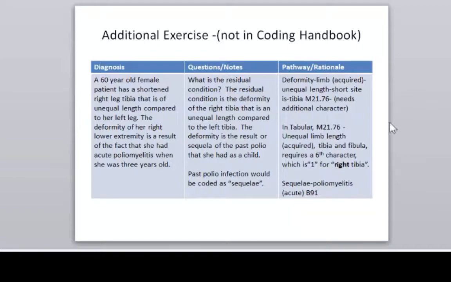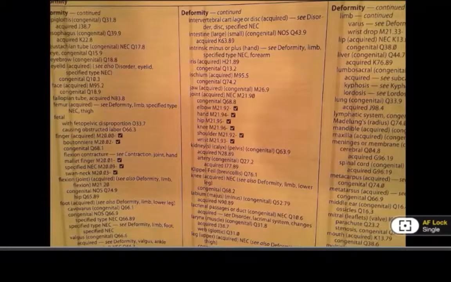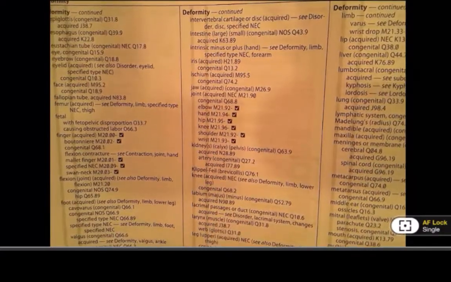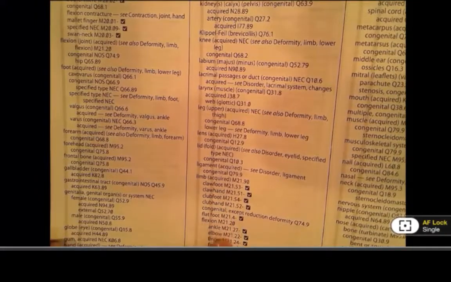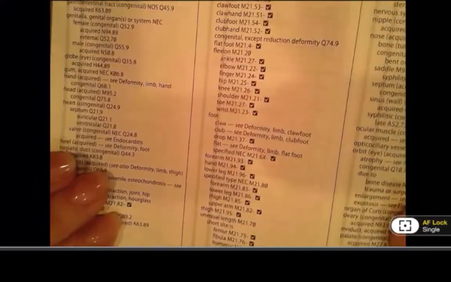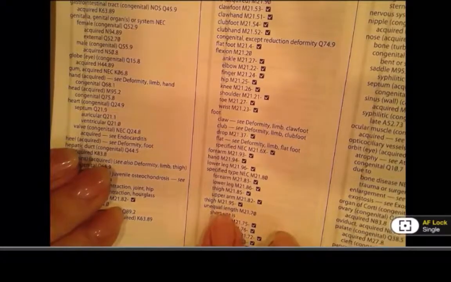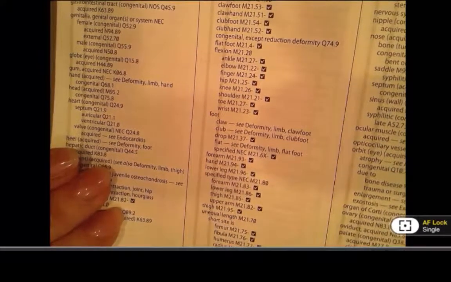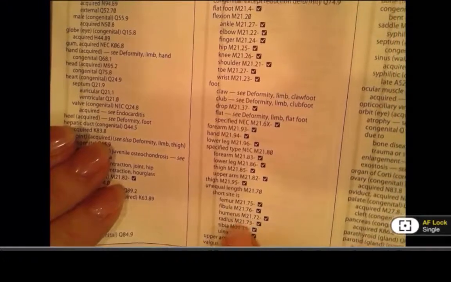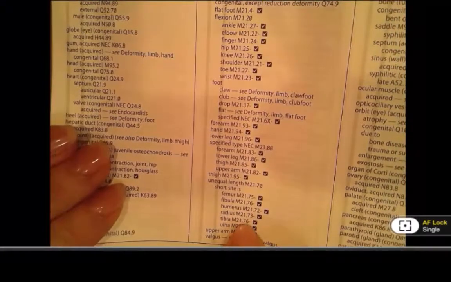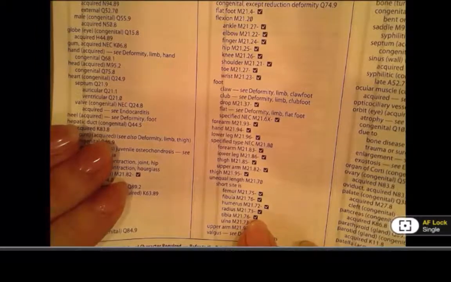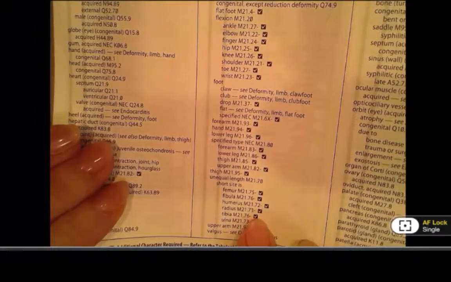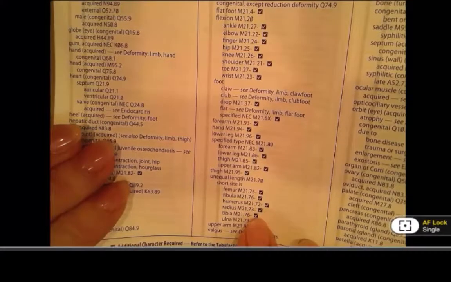So first let's start with our alphabetic index. We start with deformity and we go down until we get to limb. Here's limb. Go over another indentation and we're looking for unequal length. Here we go. Unequal length. Short site is, we know from our literature, the tibia. And here's the tibia. M21.76 dash. Both the dash and this little black box with the white check mark mean additional character or characters are needed.